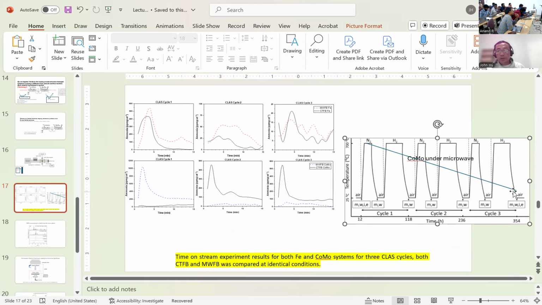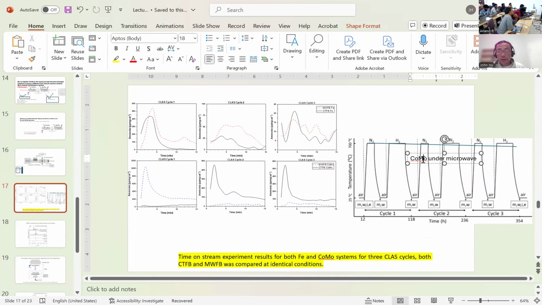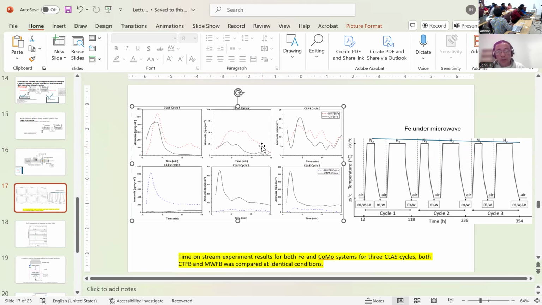And then if you look at the iron catalyst, iron under microwave is more like this, right? It doesn't decline. Don't look at the shape. Look at the amount. If you look at the area underneath the dashed line, it's essentially the same. It declines a little bit, but it pretty much is stable. It's the iron under microwave. Make sense? This right line.